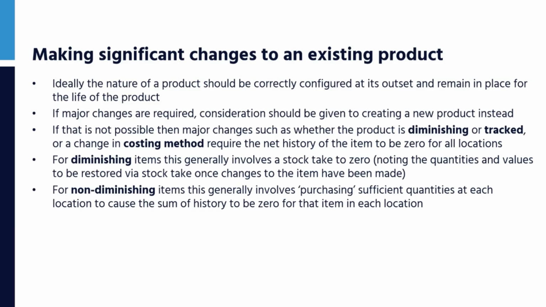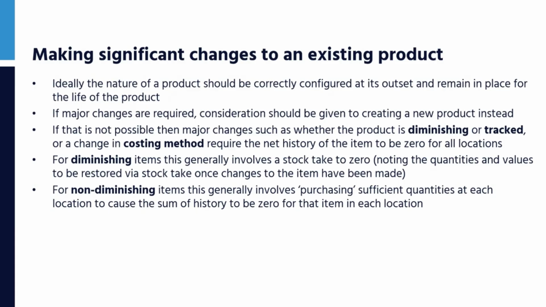You can't do a transfer because they're non-diminishing, so you need to purchase them in so that you have a situation where your net movement for that item is zero because you've sold 30 over the 5 years and you're doing this little internal purchase for 30 of the items to make the net history of the item be zero, and that needs to be done for each location.